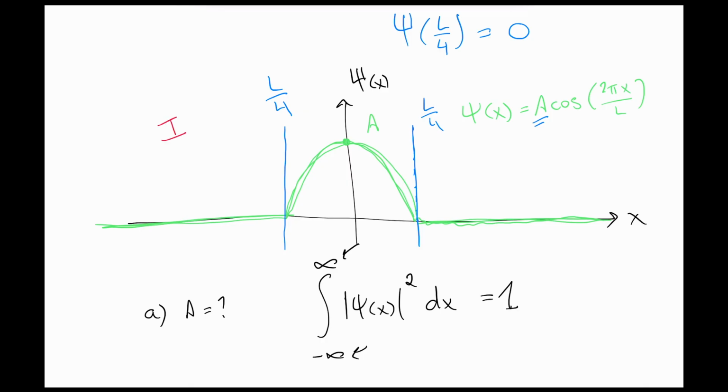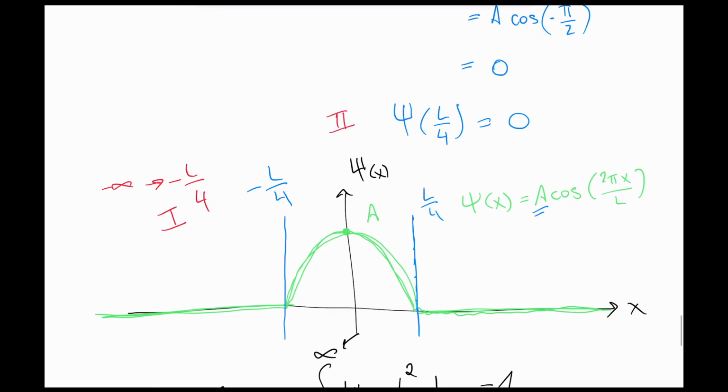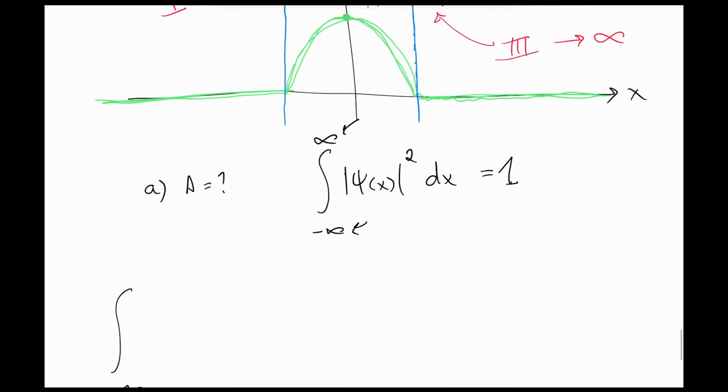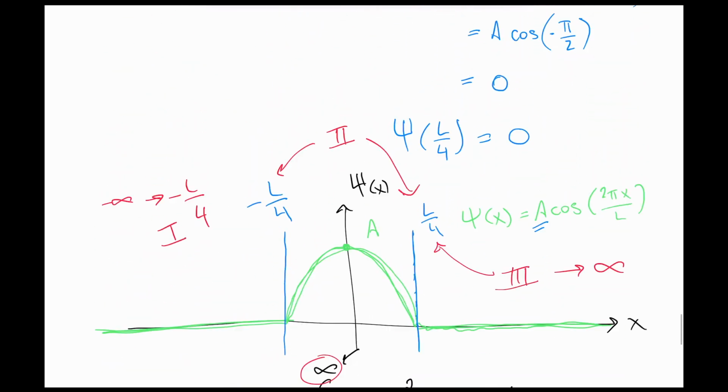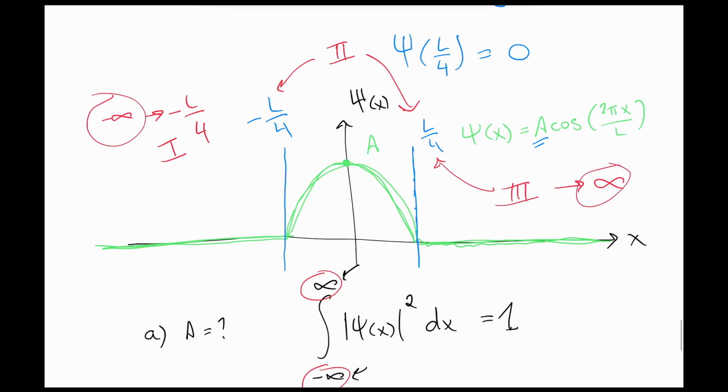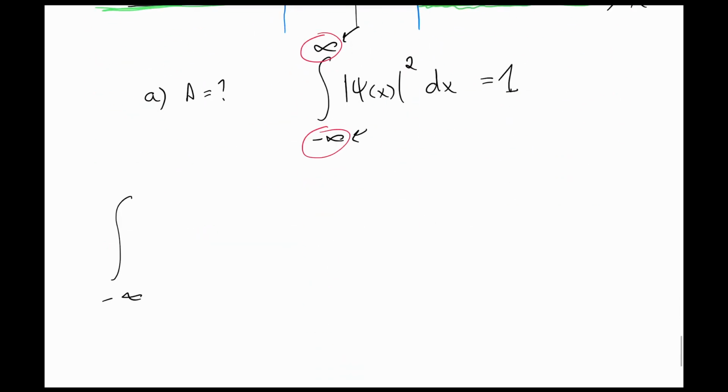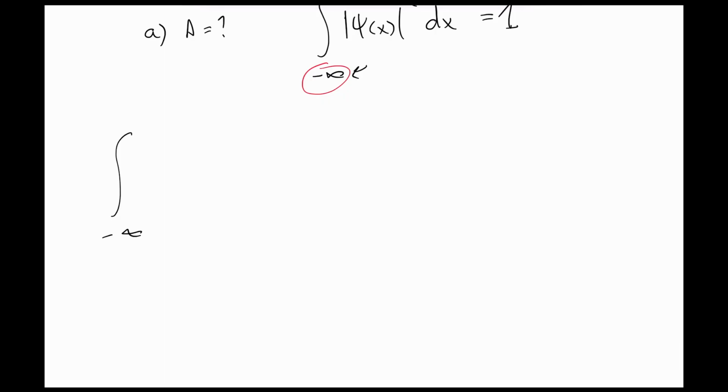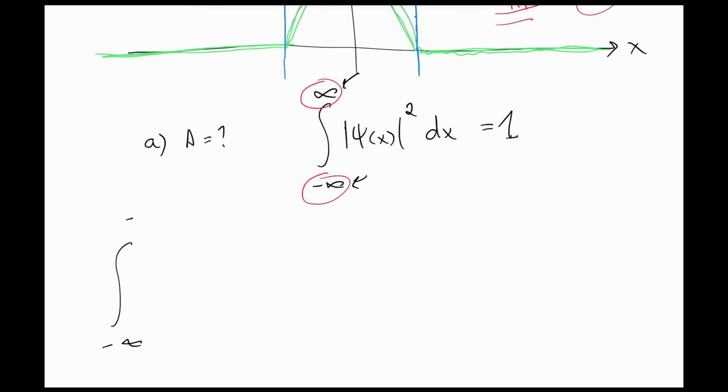We have this first region, which goes from negative infinity all the way to negative L over 4, by the way, there's a negative sign over here. We got this second region right here, which is from negative L over 4 to L over 4. And we have this third region over here, which is from L over 4 all the way to positive infinity. So we can break apart our integral, which goes from negative infinity all the way to positive infinity, and we can consider all these three regions. This is allowed in calculus. All we have to do is write the integral properly here, L over 4.